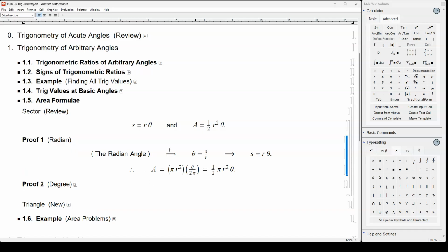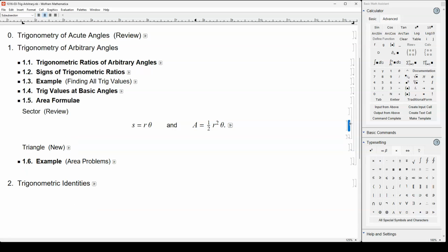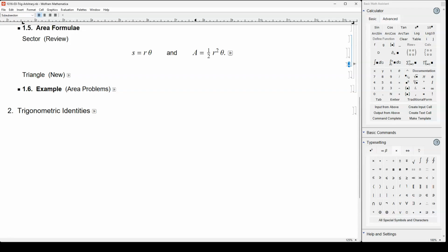Why didn't I put a similar formula here? Oh, okay. I have the circumference formula here for the degree angle. So that was for the sector.